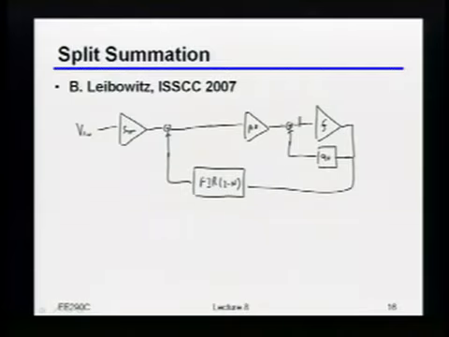Okay? And again, the reason this is potentially advantageous, and I should mention this was first done by a guy named Brian Leibowitz. This was presented at ISSCC about 4 years ago. The reason why this is potentially advantageous is just since I know I'm only dealing with this one tap here, it's much easier for me to get very, very high throughput onto that preamp.